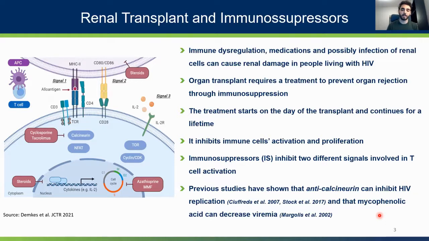More specifically, it will inhibit two different signals involved in T cell activation. The first one is the binding between MHC II and the TCR, and then the third signal, IL-2 binding its receptor. It has been shown in previous studies that different types of immunosuppressors can impact HIV. Anti-calcineurins can inhibit HIV replication, and another one, mycophenolic acid, has been shown to decrease viremia.